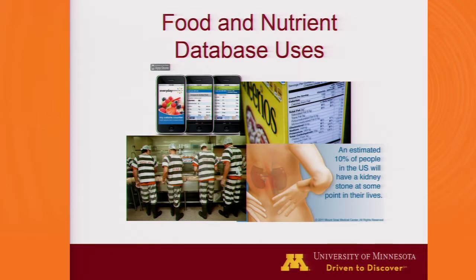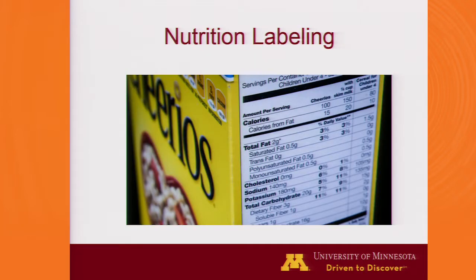Food and nutrient databases are used for many different purposes. I'll briefly review some of the more common uses. You're probably most familiar with nutrition labeling. The FDA regulates package labeling, and nutrition labels can have up to 32 nutrients.